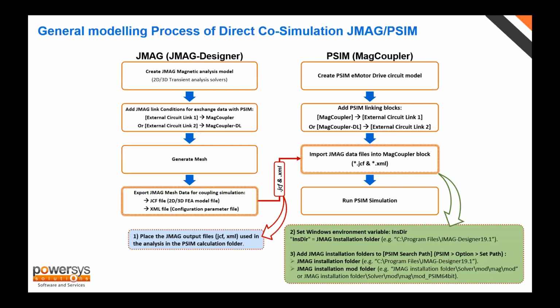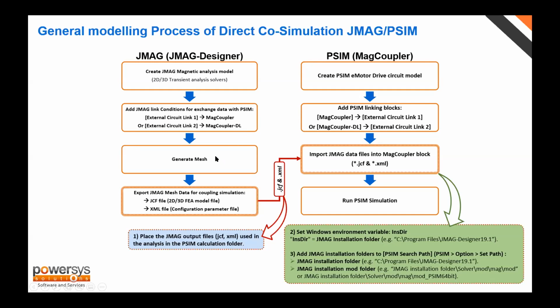Here, this is just the process to first build your motor in Gmag and then extract the main parameters and use them with Psim. So first, you have to create your Gmag magnetic model. You will simulate it as you used to do in order to get basic information, current, torque, voltage, and so on. Then you have to add some conditions to make it work with Psim. You have to use the external link 1 or link 2, depending on whether you want to use the MAC coupler or MAC coupler DLL with Psim.